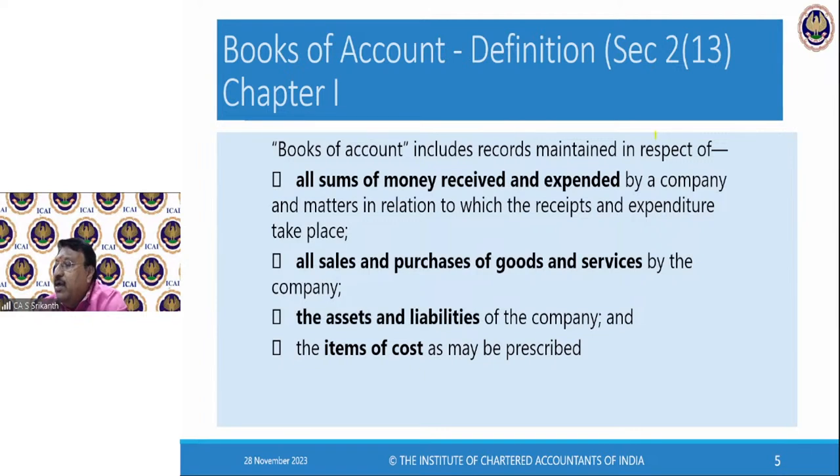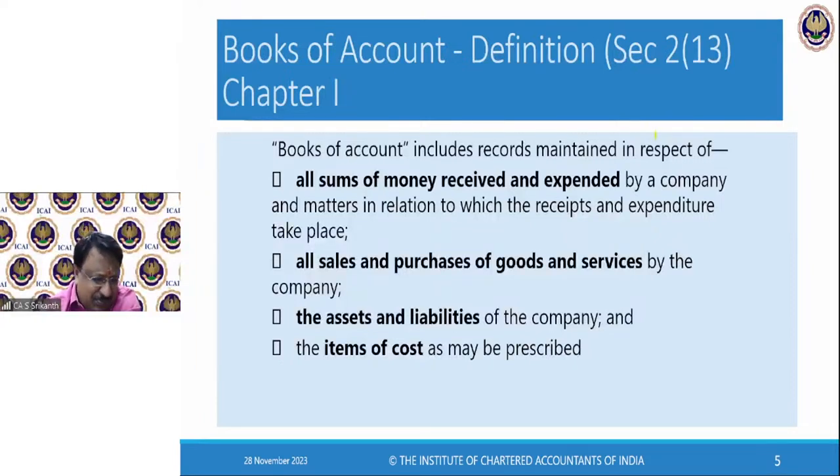What are you going to keep in mind, Parth? Correct. So, books of account defined, as I told you, includes records maintained in respect of all sums of money received and expended. See here, the old law, the 1956 Act, was using these words, right? They are bringing it here: all sums of money received and expended by a company and the matters in relation to which receipts and expenditure took place.